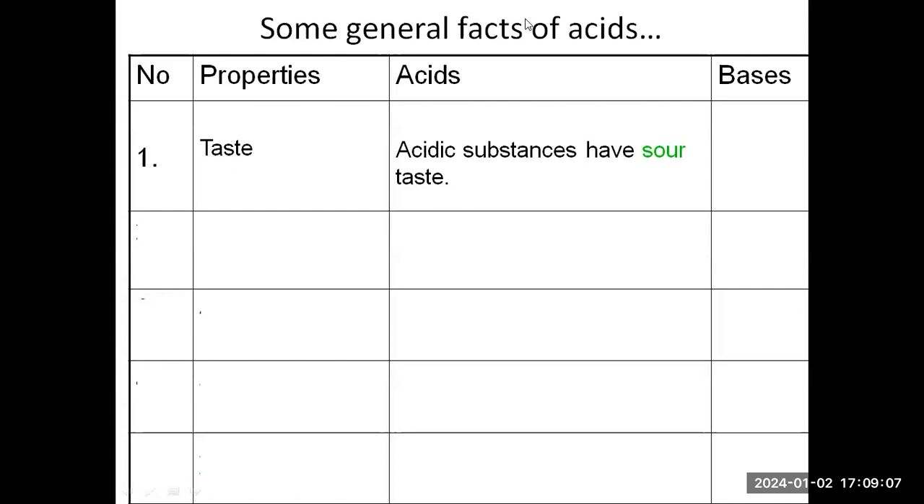We have several examples for that, like we have lemon, which is sour in taste. There are certain fruits like oranges, which are sour in taste. It is because they have acid present in them.